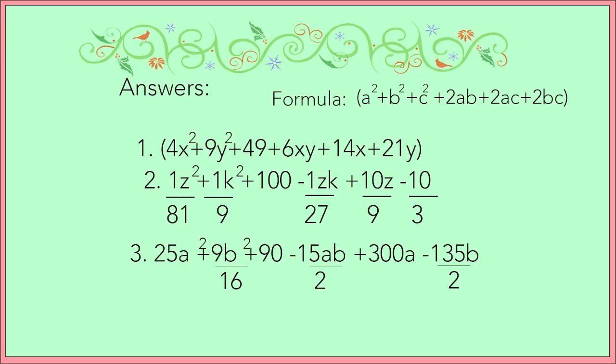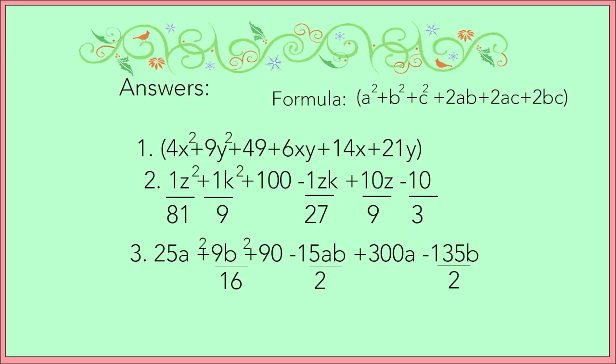Then if you have to square negative 3 over 4b, that is 9 over 16b squared. Then 30 squared is 900. Then you will have to multiply the square root of 25a, which is 5a, multiplied by negative 3 over 4b, multiplied by 2, you will get negative 15 over 2ab.